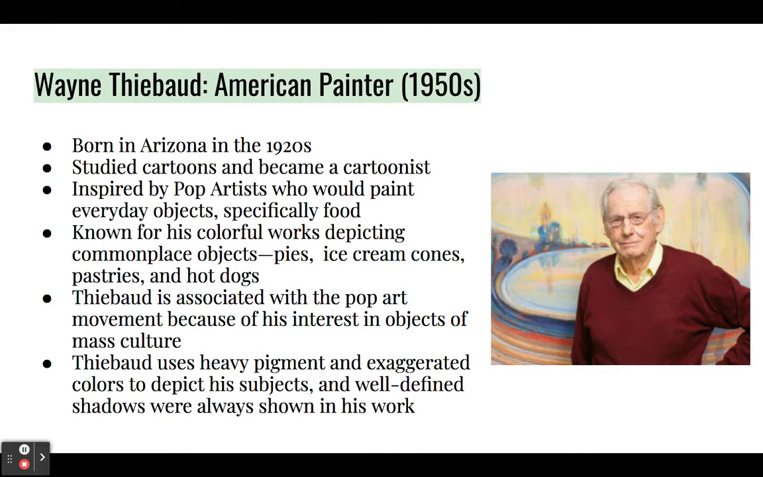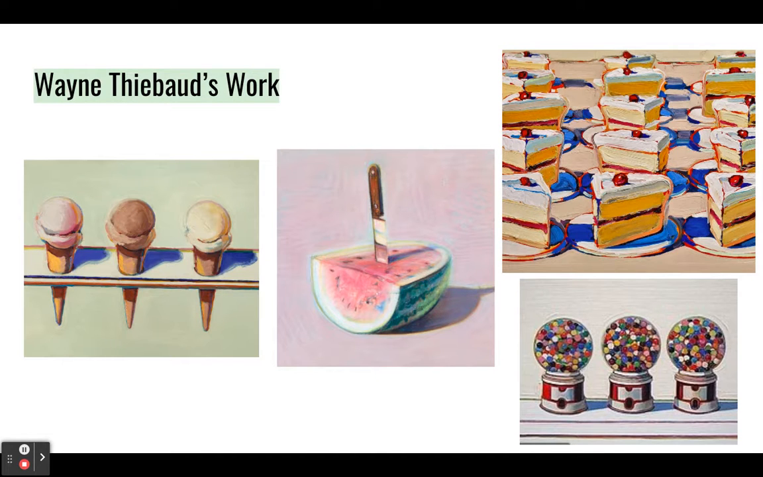He uses heavy pigment, so a lot of color, exaggerated color to depict his subjects, and he also created well-defined shadows that were always shown in his work. So let's take a look at some of his work. As you can see here, there are lots of different compositions and lots of different types of balance and colors within his artwork. But you can see that the overall theme of his artwork is that he really loved to paint food. That was something that he was really interested in, and he created these really cool compositions that showed this basic food item in a really interesting way.